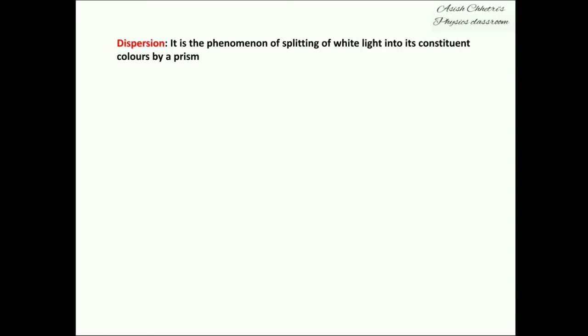Dispersion. I have already discussed it. It is the phenomenon of splitting of white light into its 7 constituent colors by a prism. The prism splits white light into 7 different colors. Now what is a spectrum? It is a band of colors obtained on a screen because of dispersion of light. We have discussed this already. After the ray of light gets dispersed by a prism, the ray of light will form a definite pattern or a band on the screen. That band is called a spectrum.